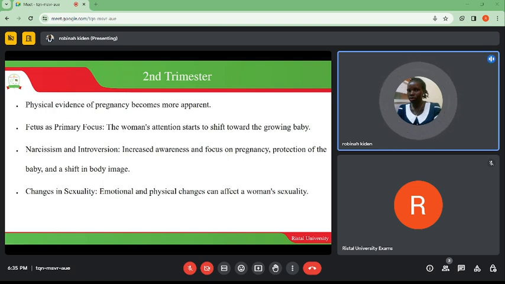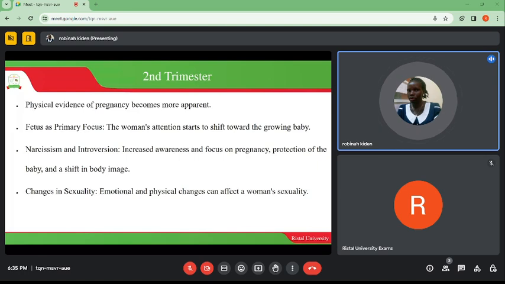Then narcissism and introversion increase the awareness and focus on pregnancy, protection of the baby, and a shift in body image. You see, the mother starts adjusting her clothes, starts adjusting the way she behaves, all because she's aiming at making sure that the baby is safe.